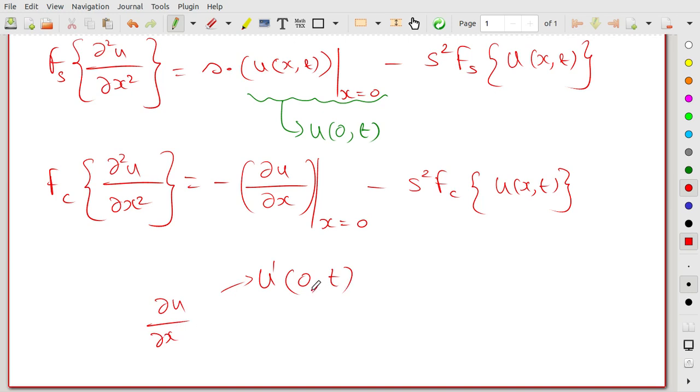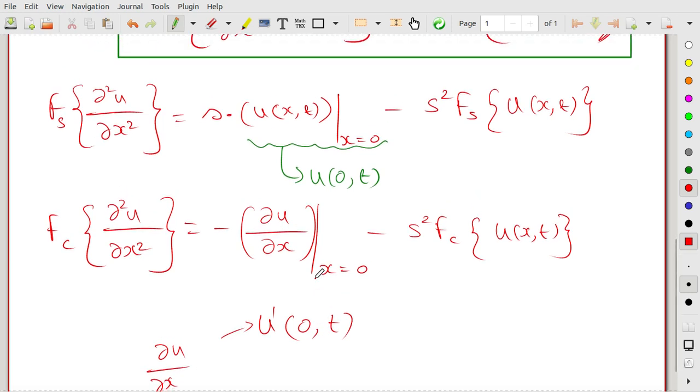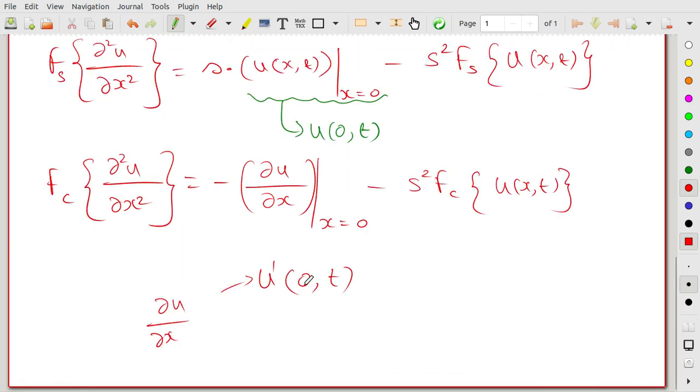Whenever you are given boundary value problems, sometimes they will give u of 0 comma t, and in that situation you have to use the Fourier sine transform. In some other problems they will give u prime of 0 comma t, and in that situation you have to use the cosine transform. This will become clear as we work out the problems.